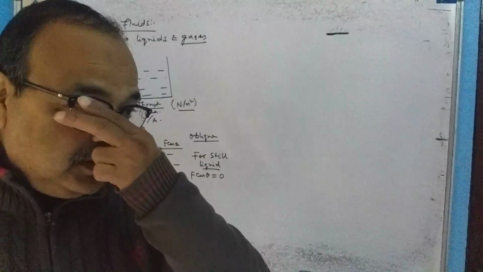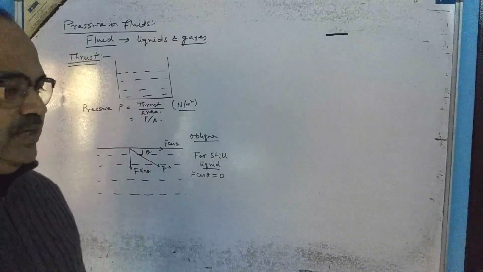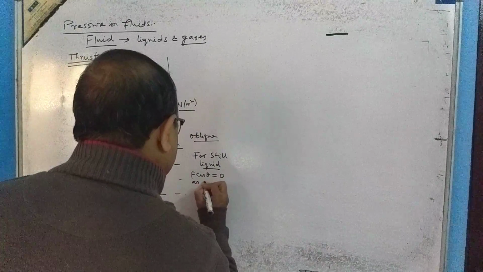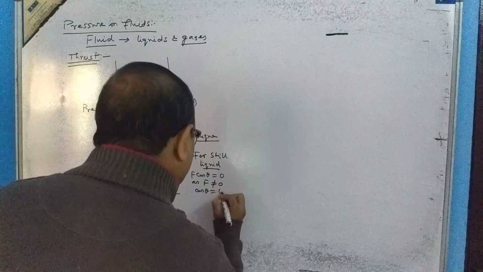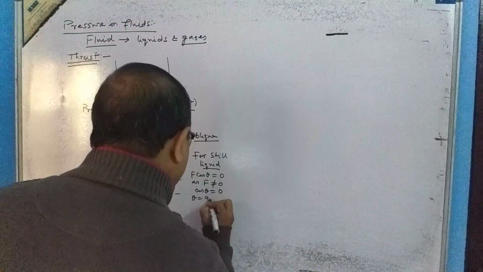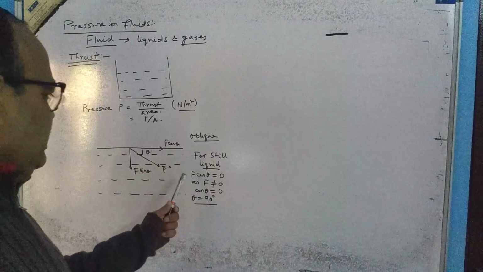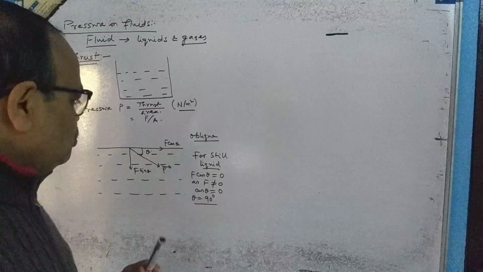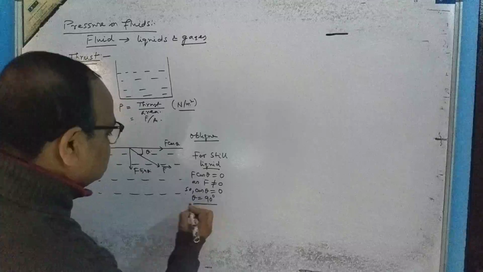It's a still liquid, so no movement on the water surface. For a still liquid, F cos theta equals 0. As F is not equal to 0, cos theta must be 0, so theta must be 90 degrees. Very simple thing: F cannot be equal to 0, so cos theta must be equal to 0, so theta must be 90 degrees.